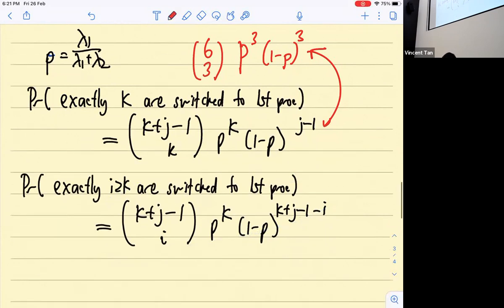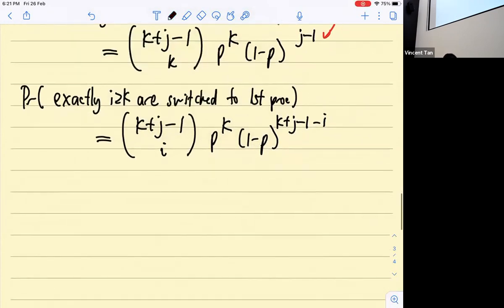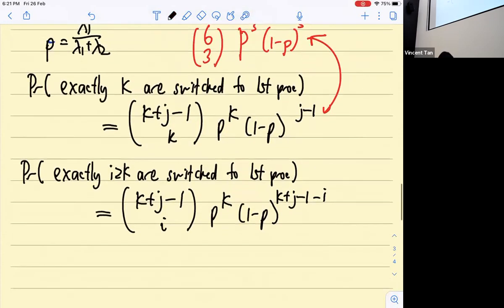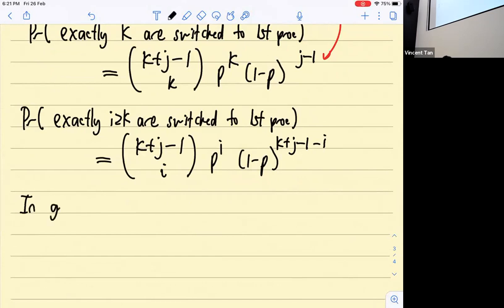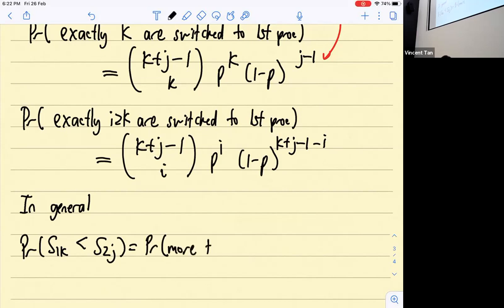So in general, in the last equation, the PK should be PI? PI, thank you, typo. So in conclusion, the probability that S1K is less than S2J, what is the meaning of this? That's the probability that at least K are switched to the first process.